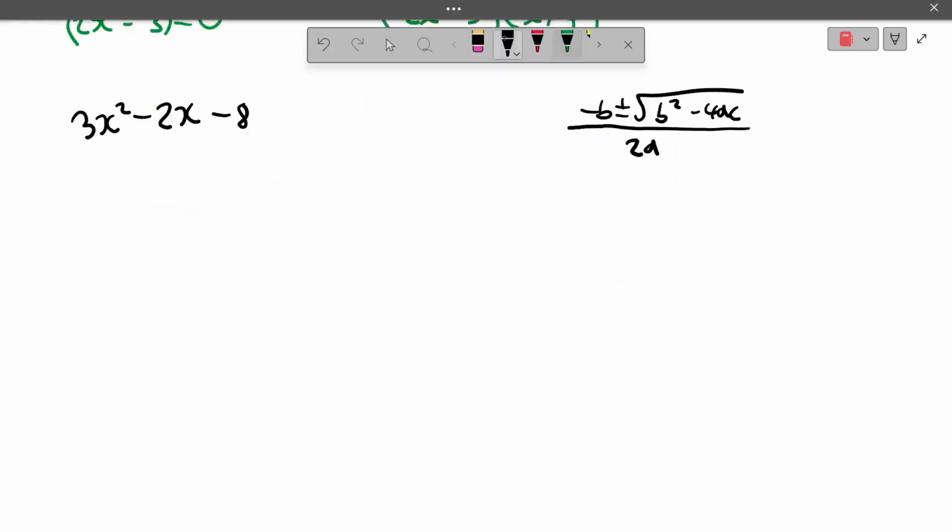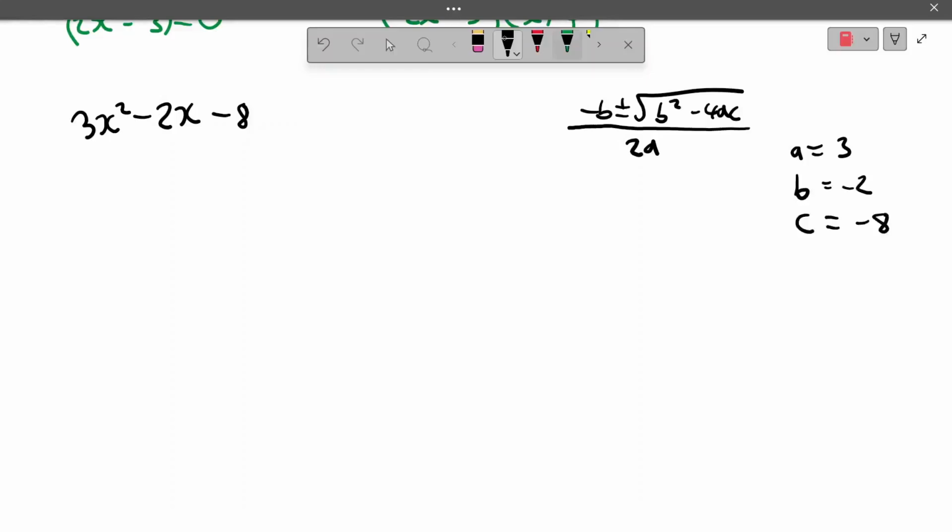Okay, so here I have a final one of 3x squared minus 2x minus 8. So what I'm going to do is plug it into the formula. So a equals 3, b equals minus 2, and c equals minus 8.